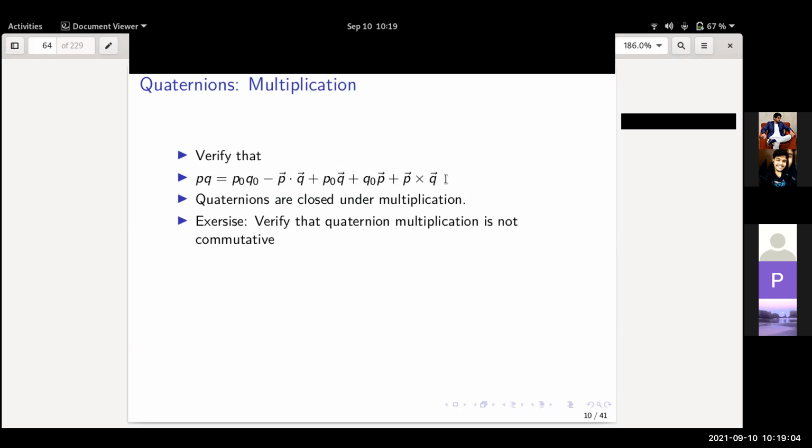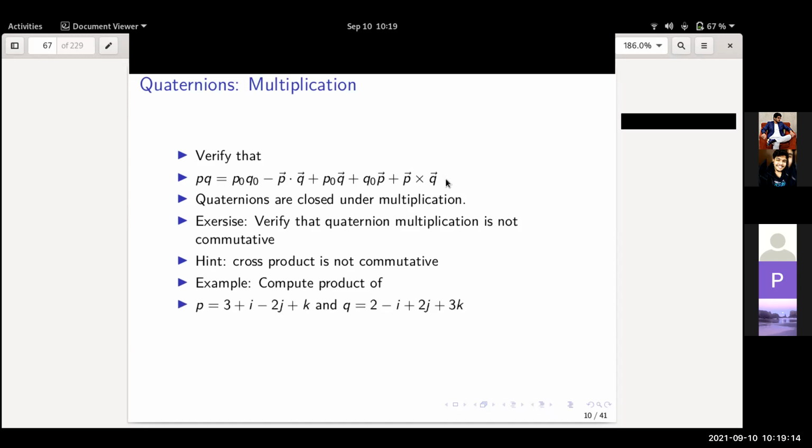But will it cause difficulty in computing the inverse? We have to see. So cross product is not commutative. Can you immediately try this out? Here is one numerical, quickly. I have two quaternions. Try to compute the product now and let me know the answer.